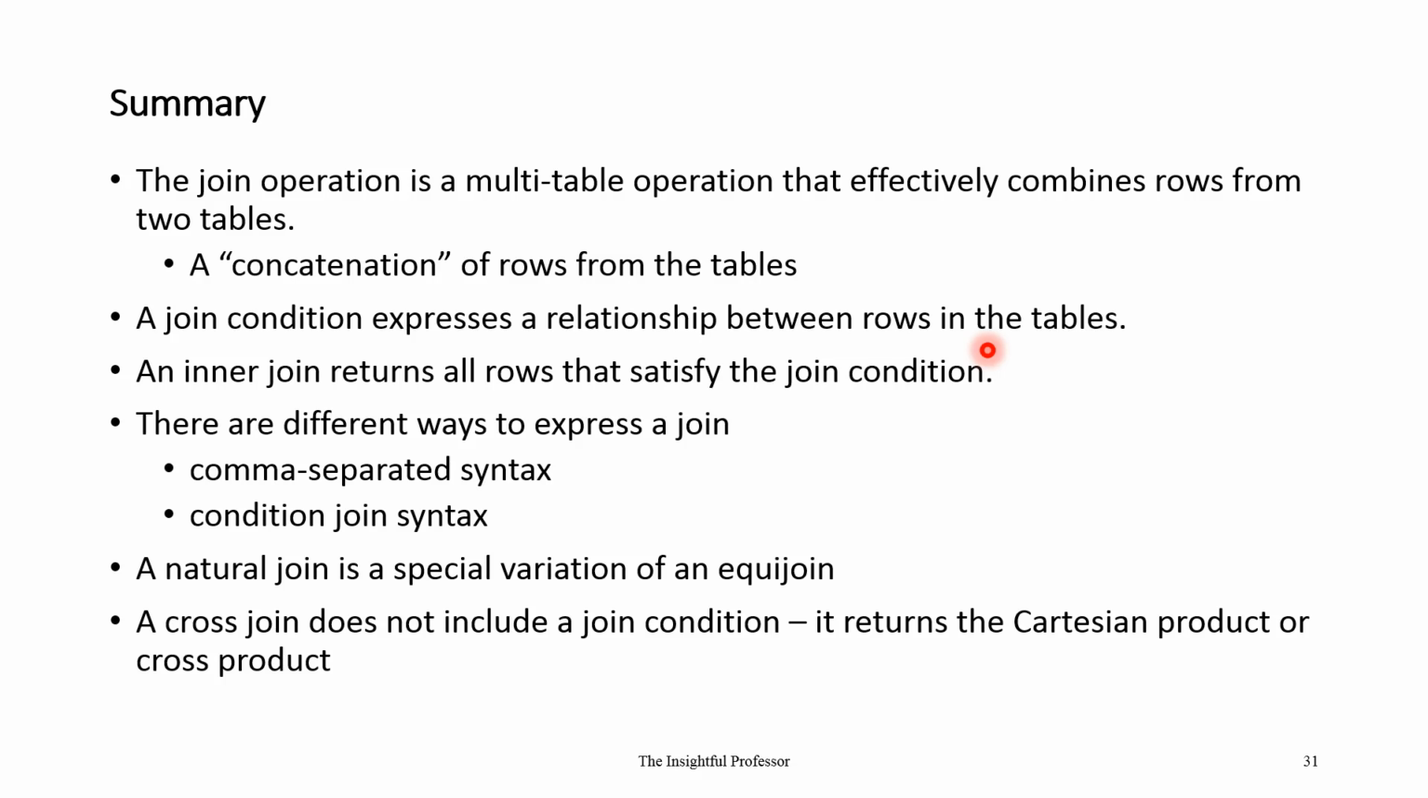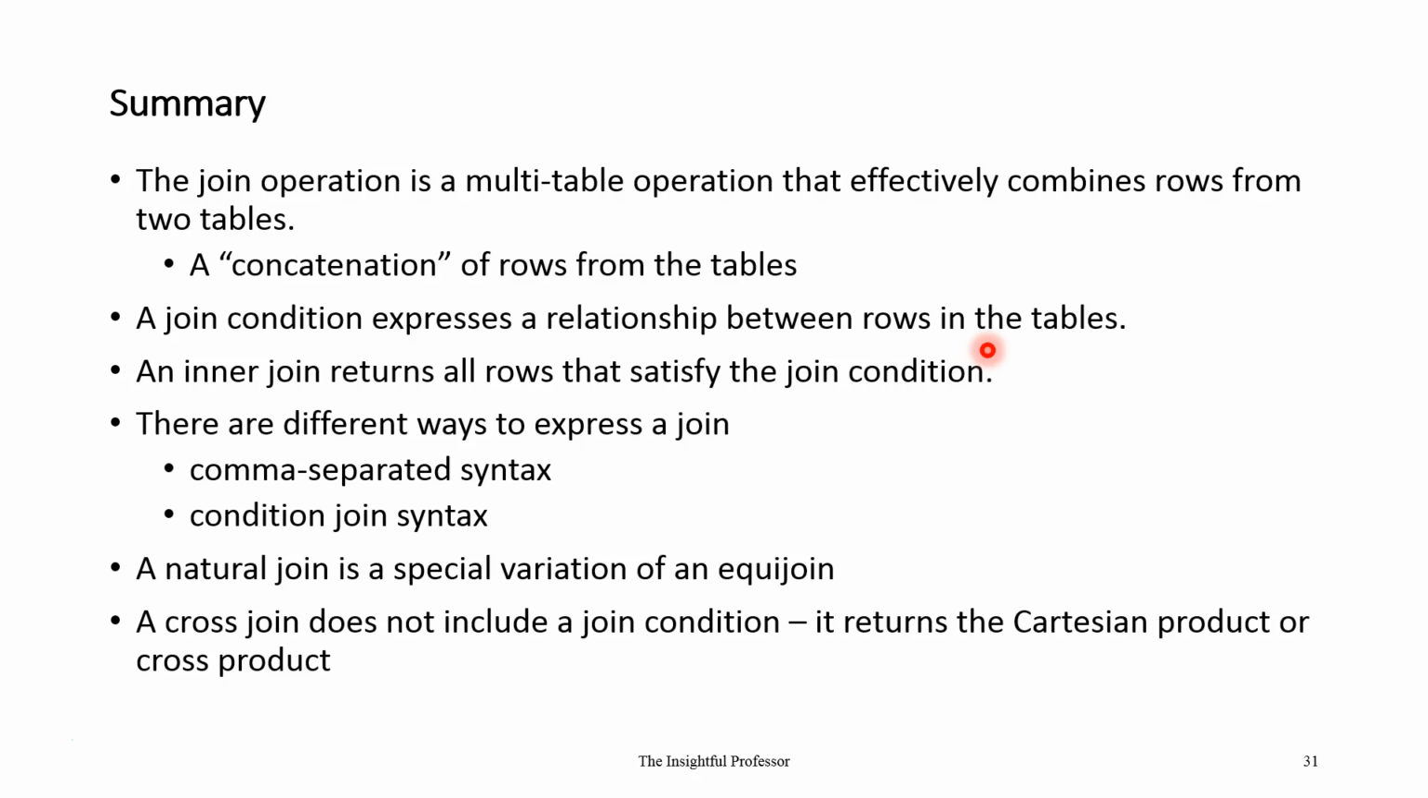Okay, let's summarize what we've talked about. We've covered a lot in this section, and we've pretty much exhausted the idea of the inner join. It's a tad more that I'll hold in the background. When I talk about outer join, I'll throw a little bit more at you. That's kind of interesting. So the join operation is a multi-table operation that effectively combines rows from two tables. I express this as the idea of a concatenation of rows, appending the columns from one row to the columns from another row.